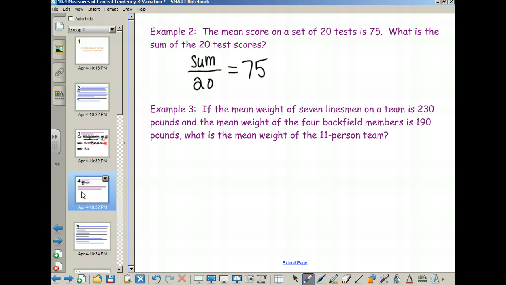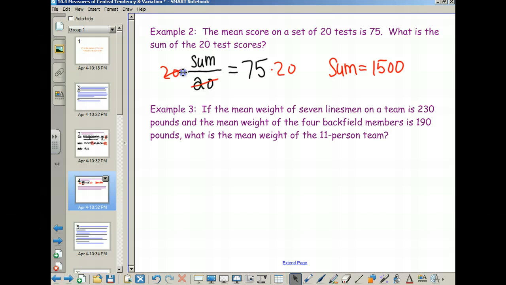So if I have the sum divided by 20 is 75, how am I going to find out what the sum is? I'm just going to multiply by 20 on both sides, so I don't have the 20 on the left and I do have it on the right. And what is 75 times 20? 1,500. So the sum would have been 1,500. And here's an application more than just a language choice of that kind of idea.